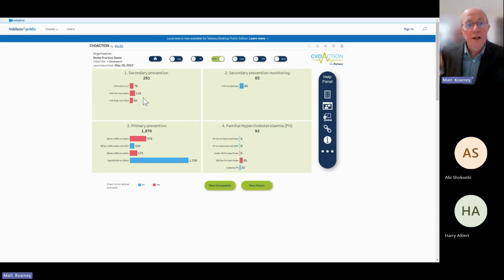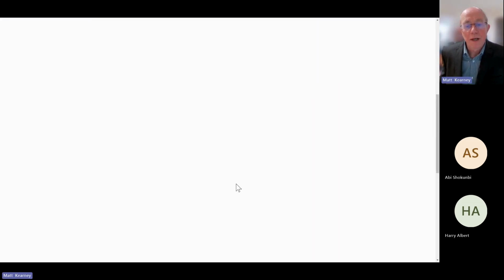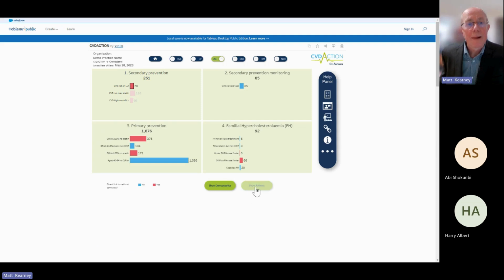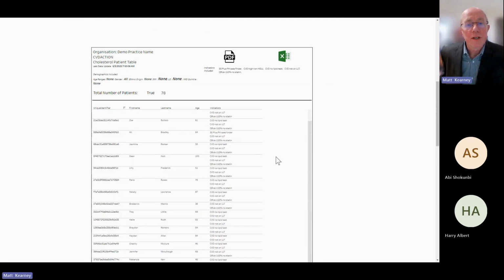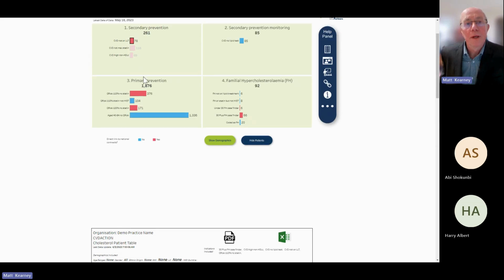And if I click on that bar and then show patients down the bottom, this will list my 78 patients. Sorry, let me just go back to that. So this will list my 78 patients. They've got CVD, they're not on any lipid-lowering therapy at all. If we get our team to bring those patients in and get them all onto statins, we could expect to prevent about 80 heart attacks and strokes just in this one practice in 3 years.